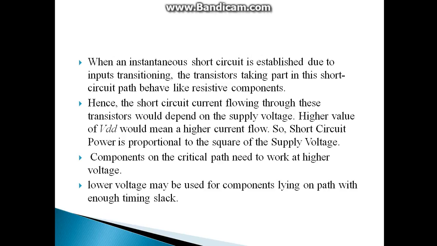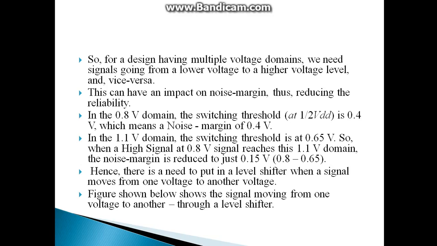Components in the critical path need to work at higher voltage. Lower voltage may be used for components lying on paths with enough timing slack. So for a design having multiple voltage domains, we need signals going from a lower voltage to a higher voltage and vice versa. This can have an impact on noise margin, thus reducing the reliability.